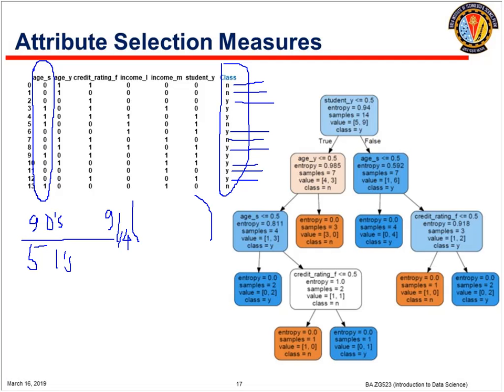How many no's are there? How many yes are there? 1, 2, 3, 5, 6. There are 6 yes, right? That means entropy will be minus 6 by 9 log 6 by 9 for yes, and for no it will be minus 3 by 9 log 3 by 9.